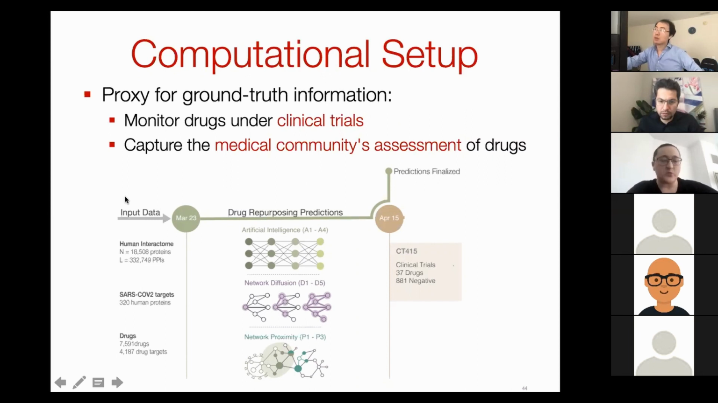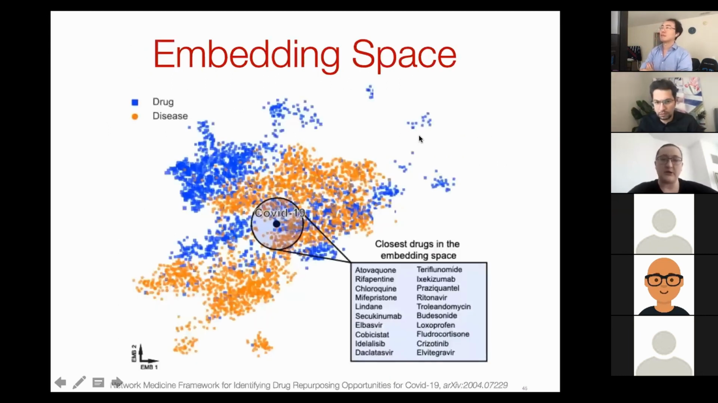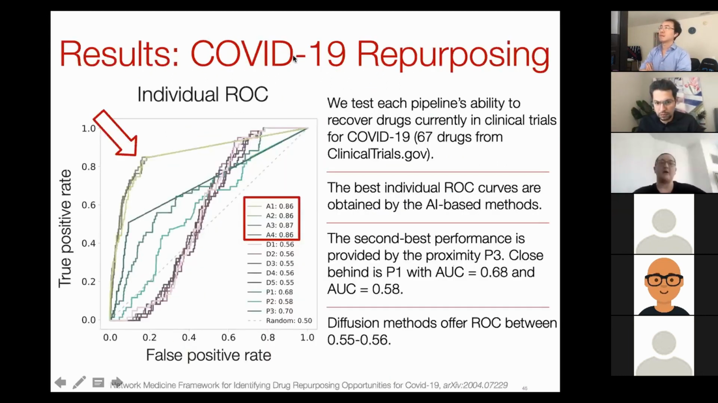But the idea was, we took the COVID disease module, protein interaction networks, used GMeta to identify a priority list of drugs for COVID, and then evaluated those against drugs under clinical trial at that point in time. So we employed a number of methods. Those here in green, A1 to A4, are four graph neural network pipelines. And then we have many network medicine, proximity, and diffusion methods.